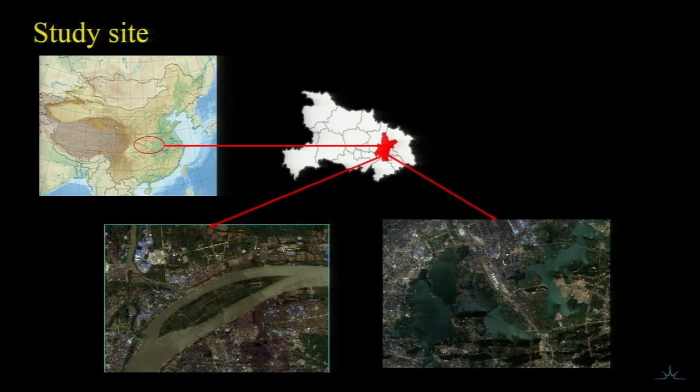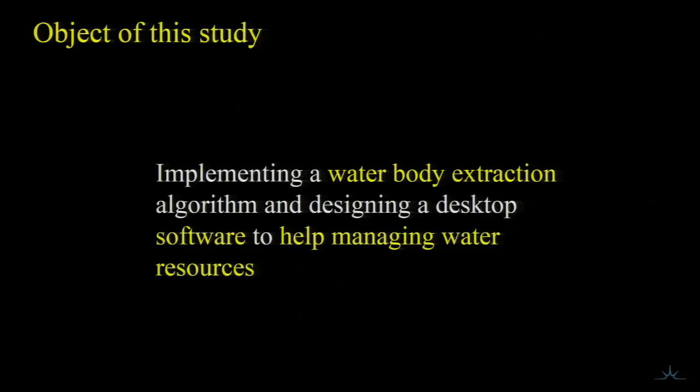Here's my study site, which is in central China, in Wuhan city. Basically, I select 2 water bodies. The first one is a part of the Yangtze River. The second one is the biggest lake in Wuhan city. The objective of this study is to implement a water body extraction algorithm and design a desktop software to help manage water resources. So this study is trying to combine the power of remote sensing algorithms and also the power of GIS to extract water bodies and help manage the water resources.